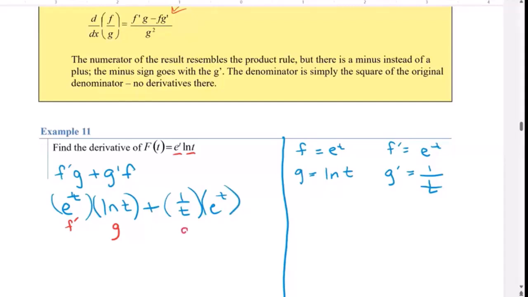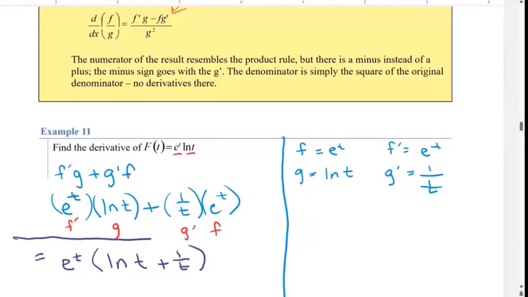So this is g prime f. Now we're going to simplify this. How am I going to simplify this? I'm going to say, well, I have two terms that have e to the t. So I'm going to factor that out, and I get ln of t plus 1 over t, and that's really my best answer.